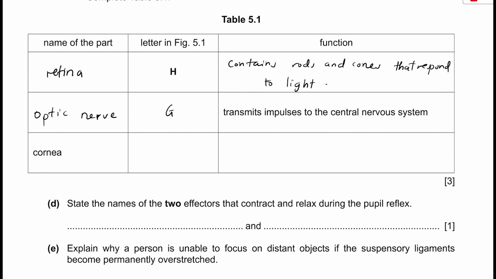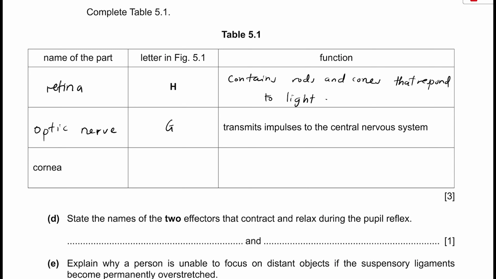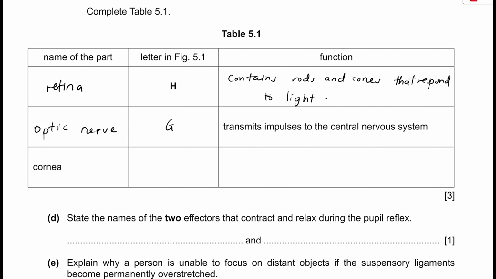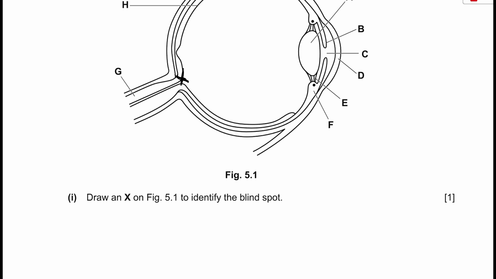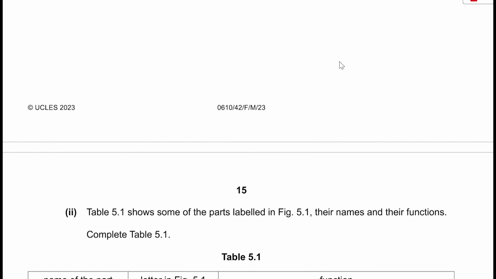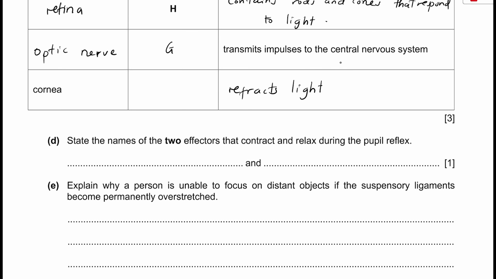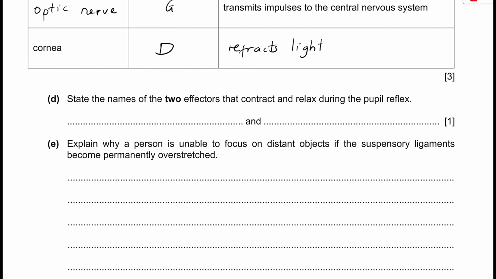Alright, then we have the cornea. The cornea usually refracts light. That is the function. It refracts light. Now we have to go back to the diagram and identify where the cornea actually is. It's the outermost layer here, D. Alright, so the cornea is D, and its role is to refract light.